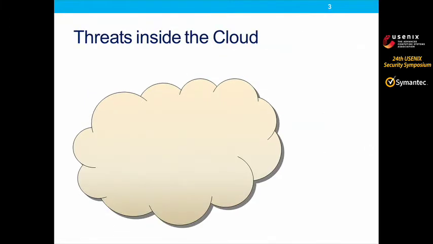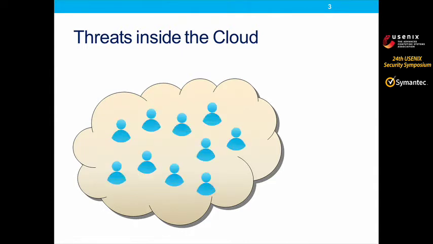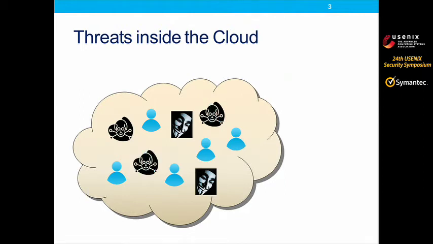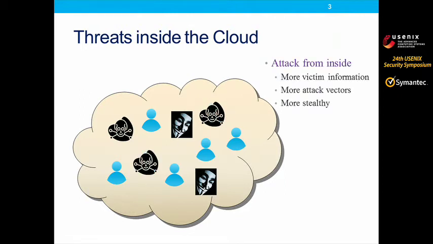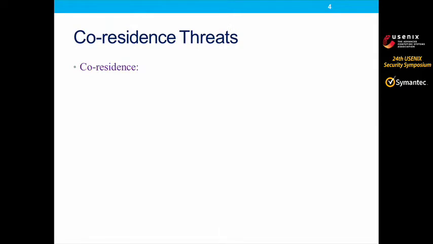What makes the situation even worse is that in a public cloud, everyone can become a user, including the attackers themselves, which means the attacker can launch attacks from inside the cloud. And such attacks from inside the cloud can leverage more victim information and exploit more attack vectors, be more stealthy, and therefore cause more damage. One of the security problems from inside the cloud is the so-called co-residence threat.